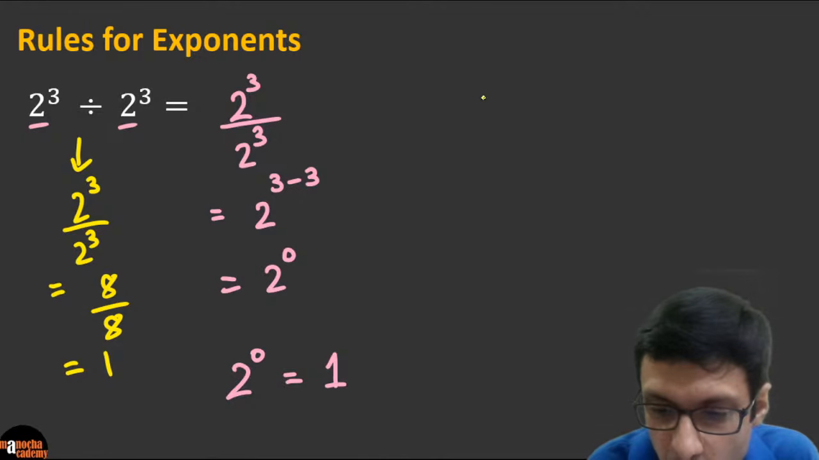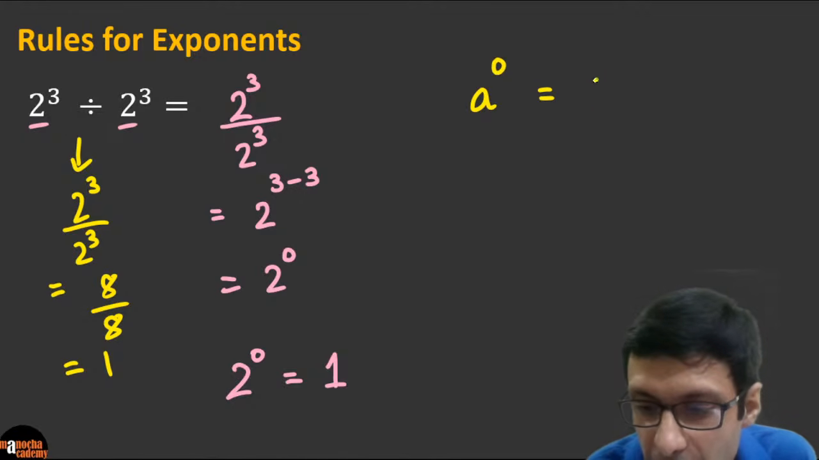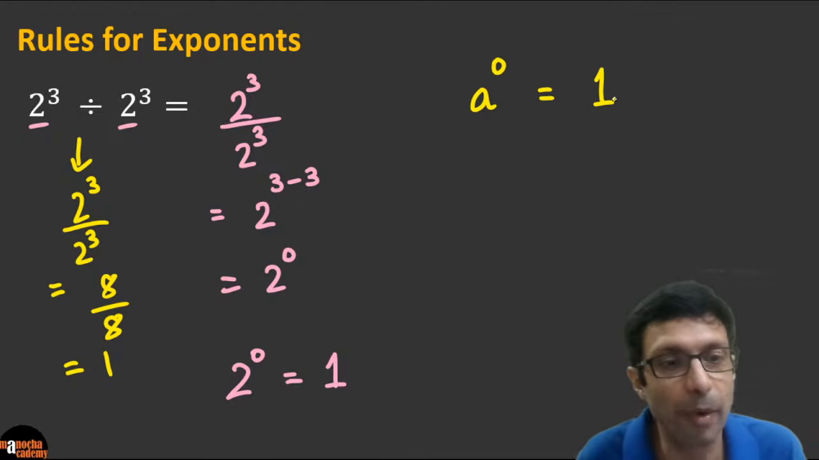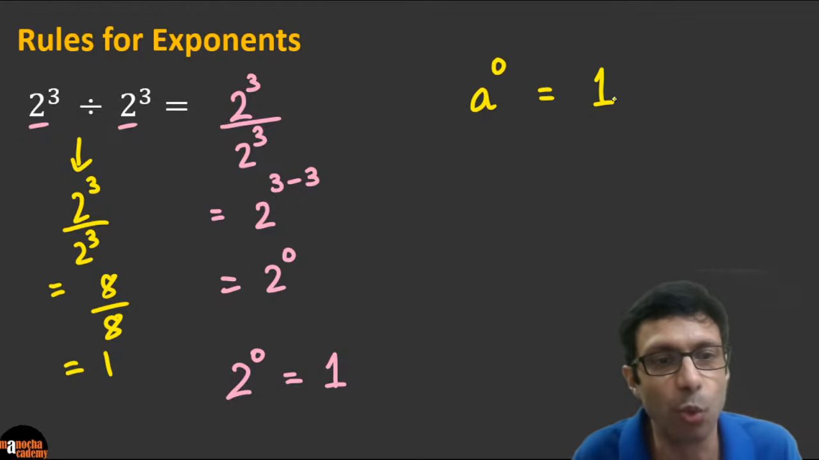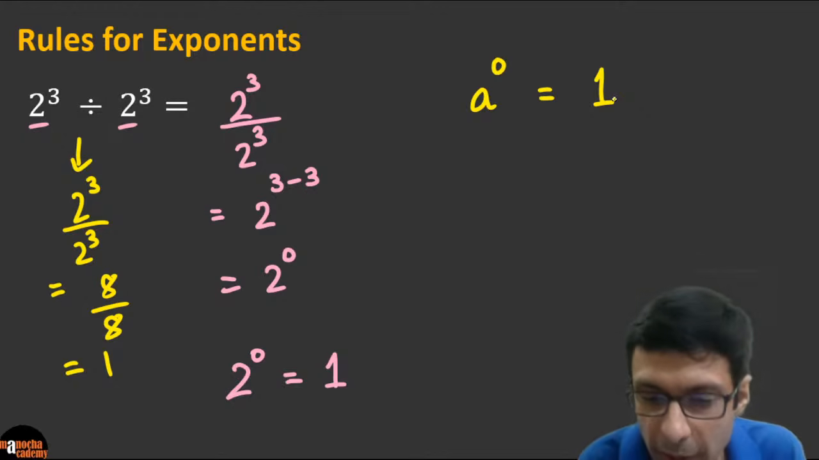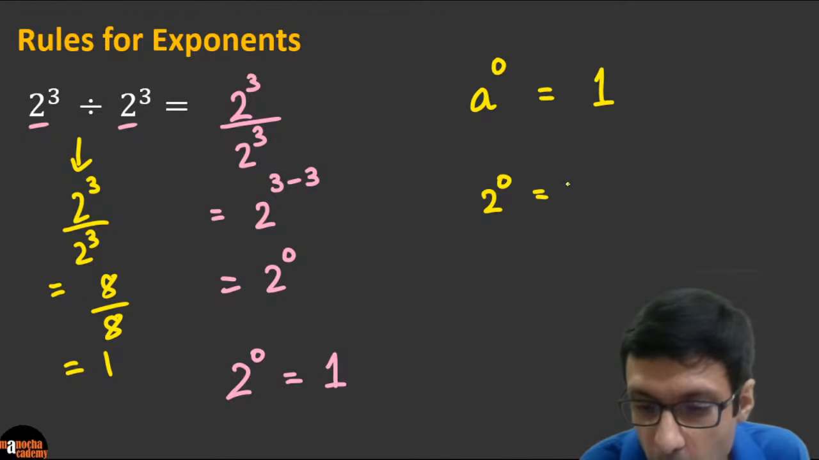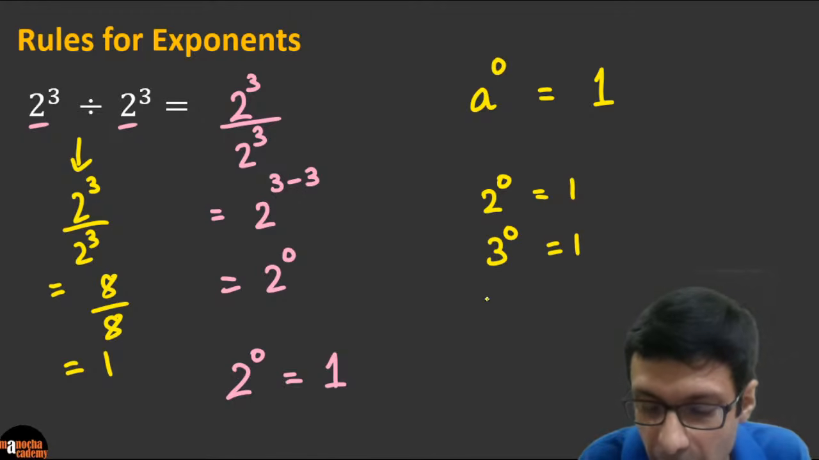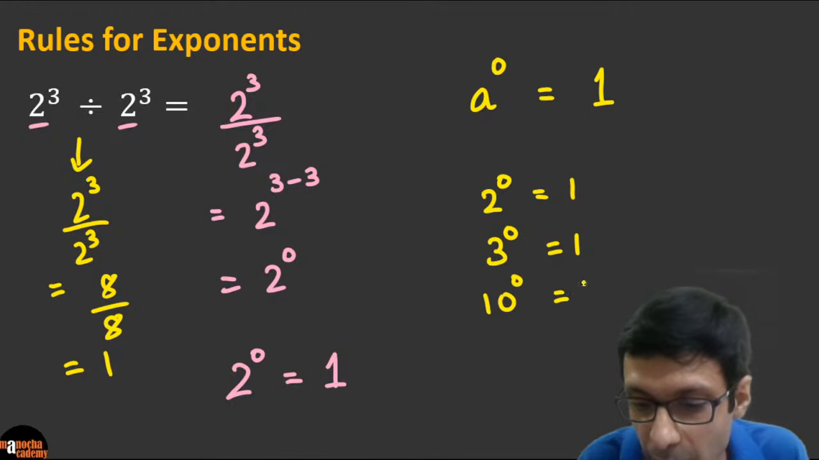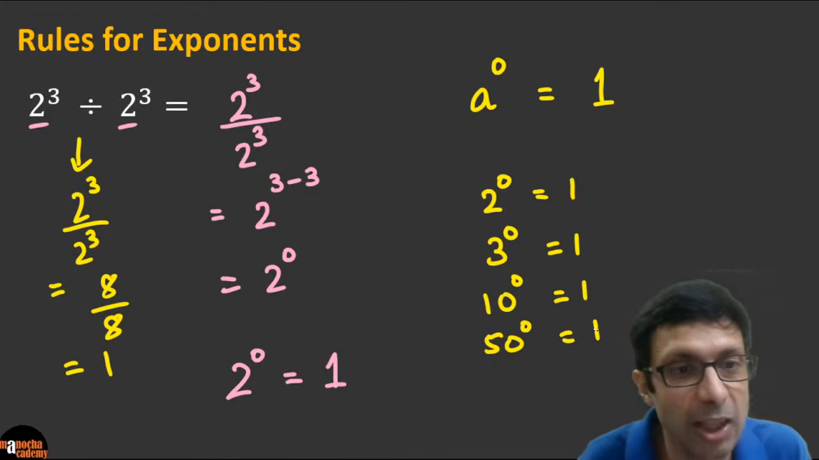Anything to the power 0. So a to the power 0. So any number that you're taking, a to the power 0 is equal to 1. Very important. So whether you're taking 2 to the power 0, it is 1. A lot of students get confused with it. 3 to the power 0 is 1. 10 to the power 0 is 1, right? 50 to the power 0, anything to the power 0 is 1.